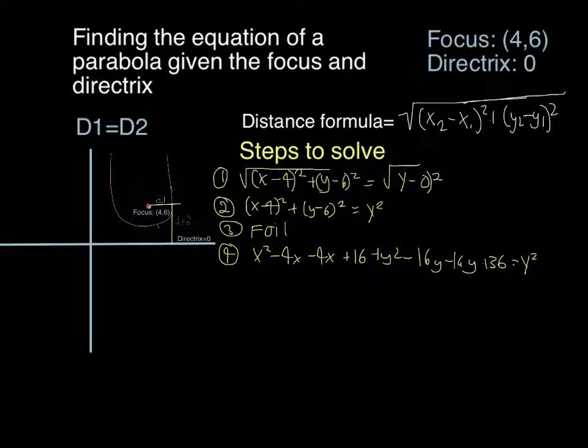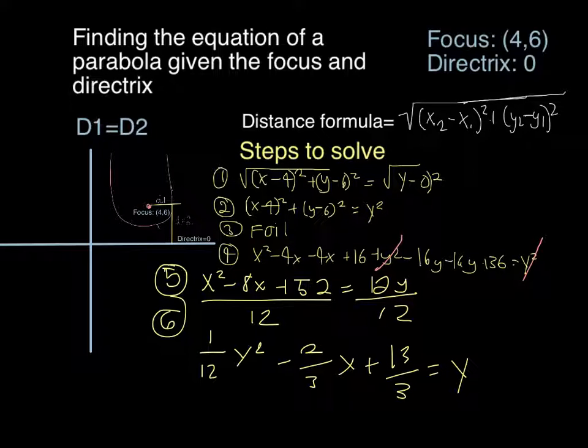When we do it for this specific problem, we will have the square root of (x minus 4) squared plus (y minus 6) squared equals the square root of (y minus 0) squared. After this, the square roots will cancel out and we get step number 2. Then we will FOIL. After foiling, we get x squared minus 8x plus 16 plus y squared minus 12y plus 36 equals y squared. Remember, the y squareds cancel out. After the y squareds cancel out, you will be left with x squared minus 8x plus 52 equals 12y because we moved the 12y to the other side.